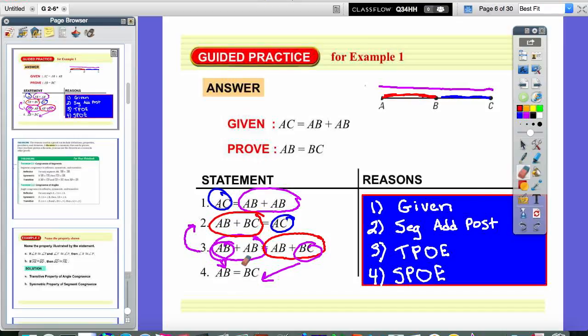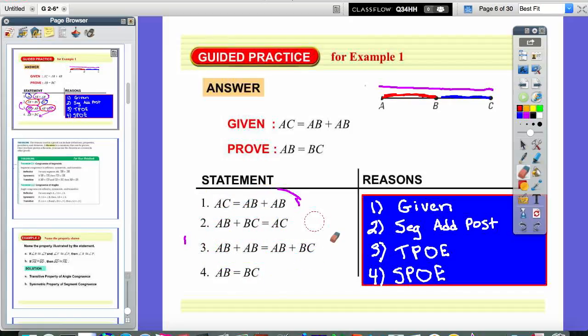And if it's hard to see everything here, I'll go ahead and wipe this all off so that you can look at just the 1 through 4 reasons.